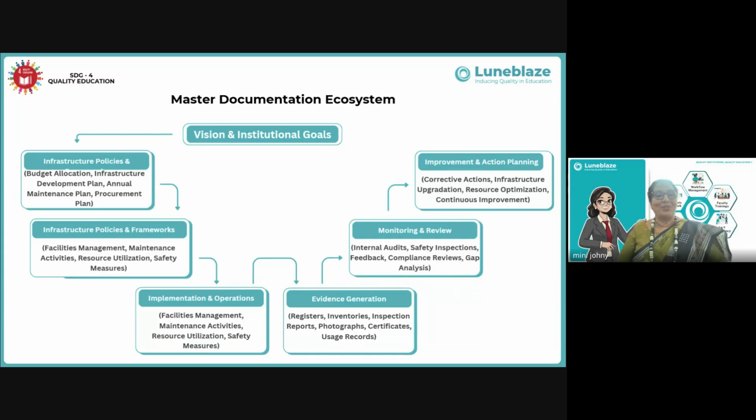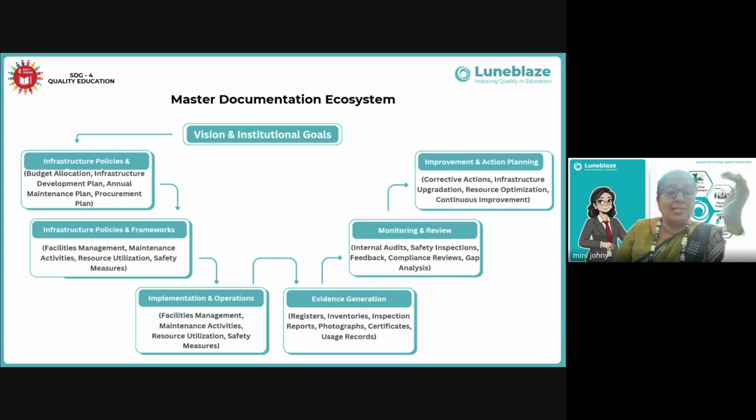Yeah. Thank you. So vision and institutional goals, we were already talking about the vision of the school, and we have institutional goals. Infrastructure policies we discussed, budget allocation, infrastructure development plan, annual maintenance plan, and procurement plan. And again, we are coming to infrastructure policies and frameworks. What are infrastructure policies and frameworks? It is facilities management and maintenance activities. Maintenance we plan, but the maintenance activities.